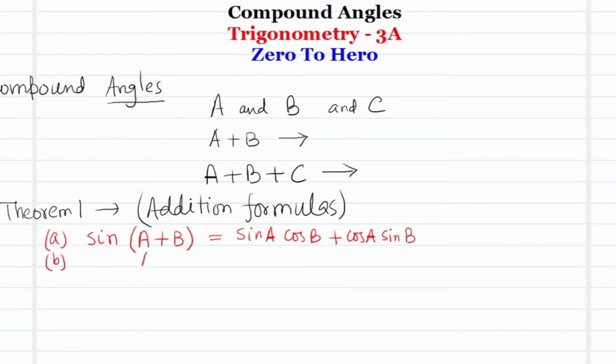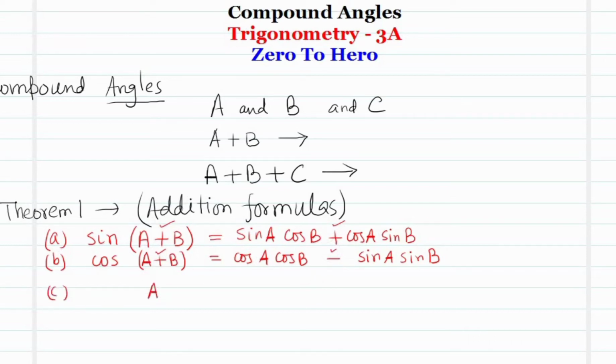Similarly, consider the angle A plus B. What is the value of cos of that angle? It is equal to cos A cos B minus sine A sine B. Here the sign is extremely important. You can see that in the case of sine, the plus sign remains the same as plus, but in the case of cos, the plus sign changes to minus sign.